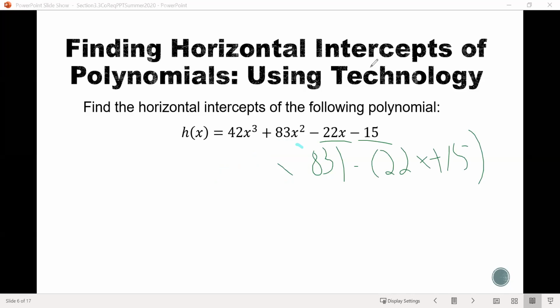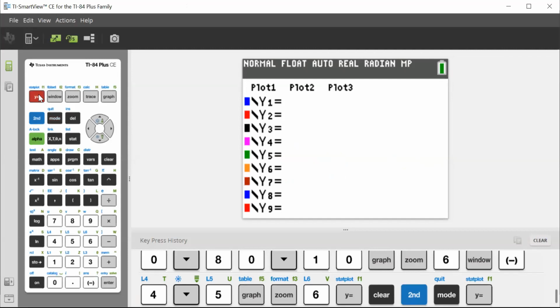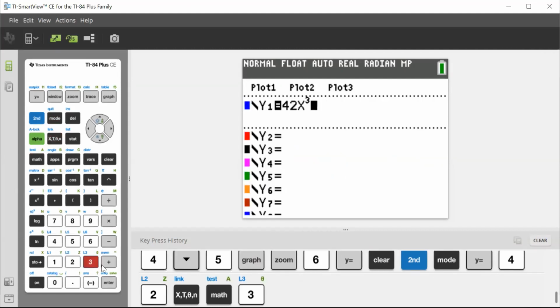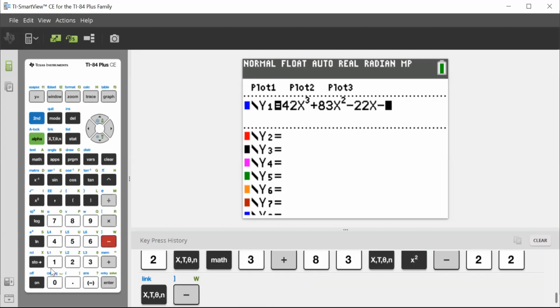And so here's how we would do that. We'll go to our graphing calculators, or whatever you are using as your graphing calculator in this class. We'll hit y equals, and then we'll go ahead and input the function: 42x cubed plus 83x squared minus 22x minus 15. And we can graph it.